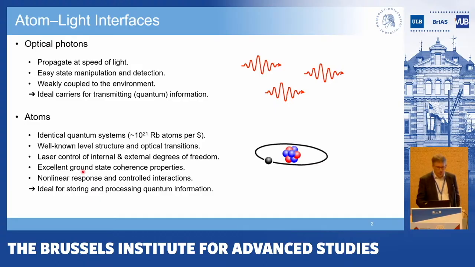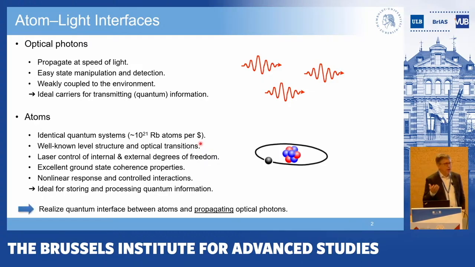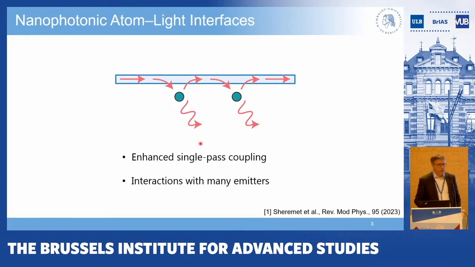But I would like to feature one particular thing, because also from an economical point of view, they are super cheap. So you get like 1,000 billion atoms for $1, you know? I mean, beat that. Okay, so all this makes it desirable to realize some quantum interface between atoms and propagating photons. And there, nanophotonics can help, because nanophotonics allows us to confine and guide light, which allows us to have some enhanced coupling to atoms near some guided mode and some nanophotonic structure.